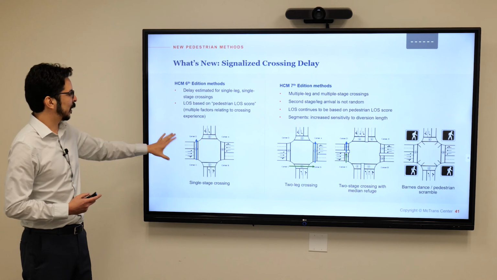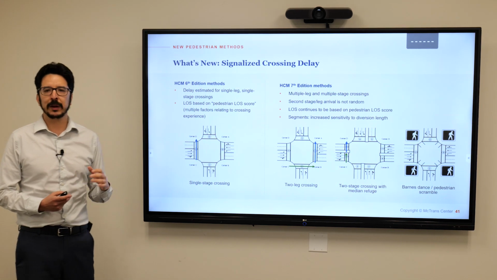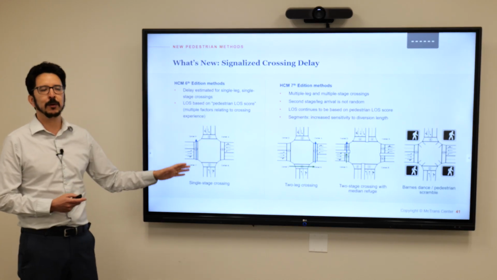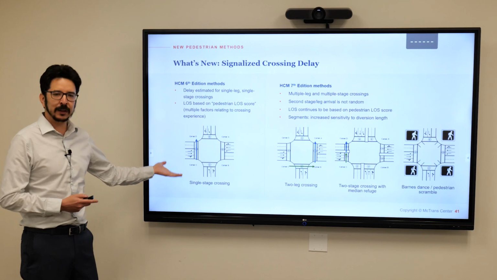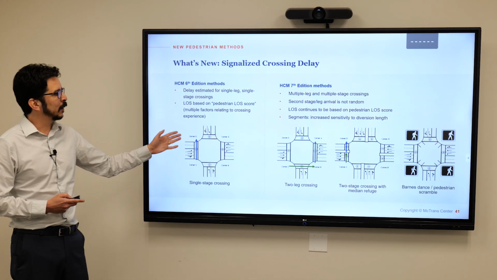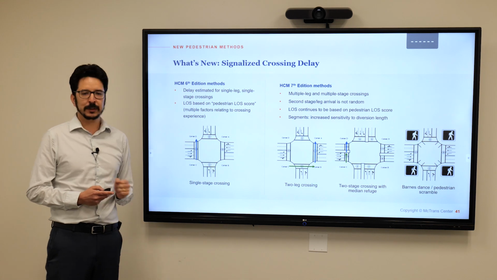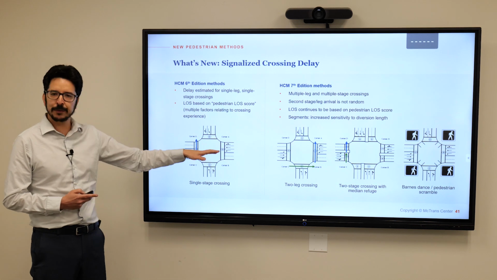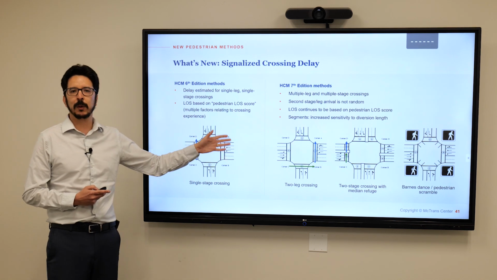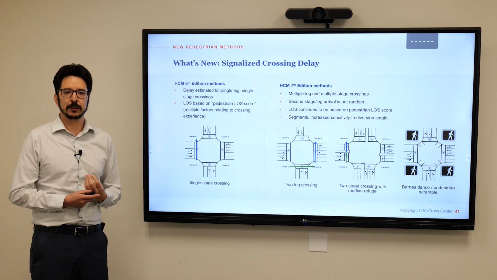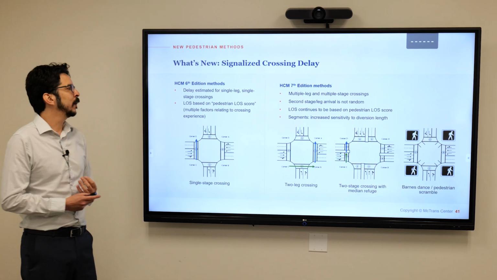So for example, when you do a single leg crossing, everything is random because the pedestrian can arrive here at any moment of time within the cycle. So you may have to wait one entire cycle to cross, or you may arrive right before the walk phase. But when you look at the two-stage crossing, the second crossing is not random because when you finish the first crossing, you know exactly where you are within the cycle. So that leads to a more accurate estimate of pedestrian delay in those cases.